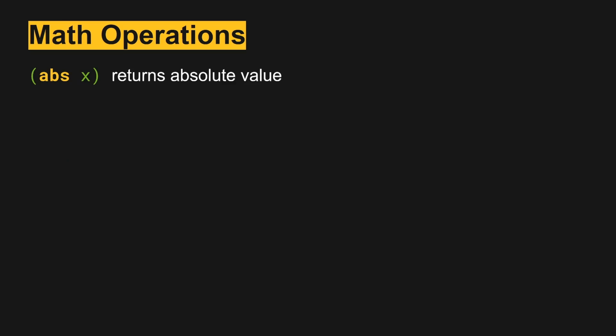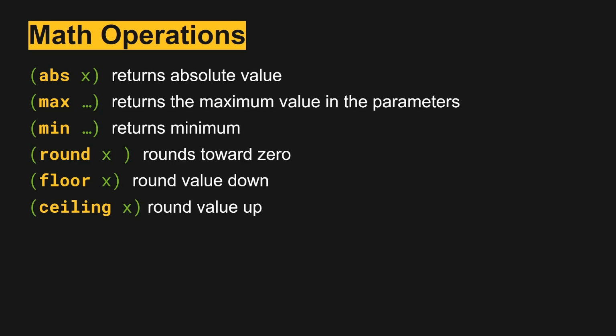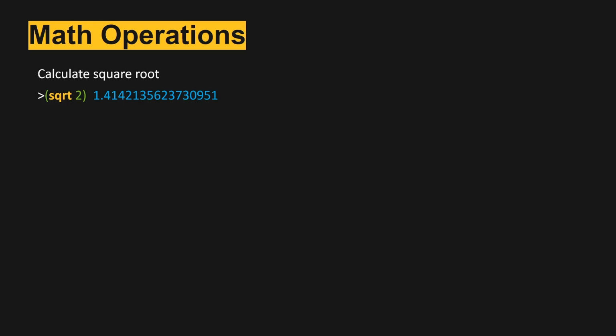Some other operations that we can perform: absolute value using the ABS operator, max, min, round, floor, ceiling, all work as we're used to in C or C++ or even math. If we wanted to calculate the square root, we can use SQRT. Calculating an exponent, we can use the EXPT.